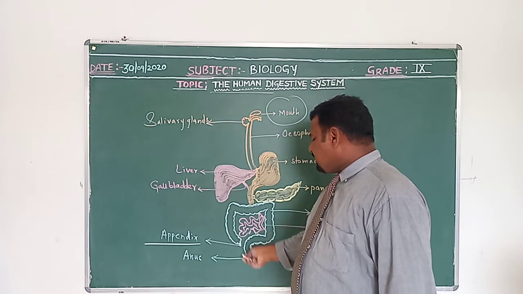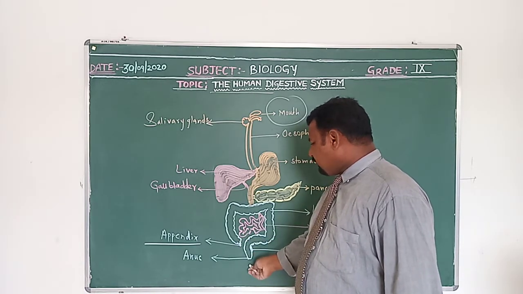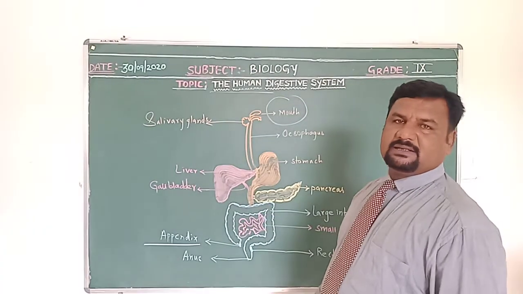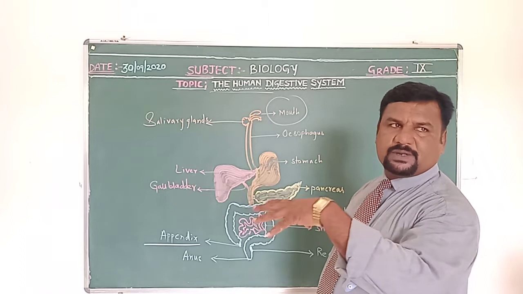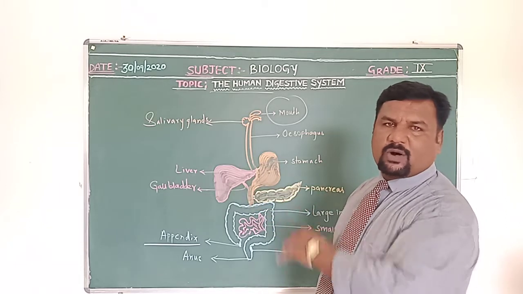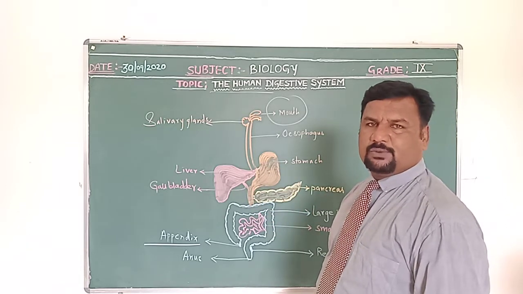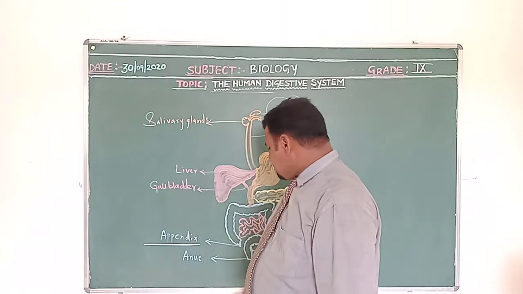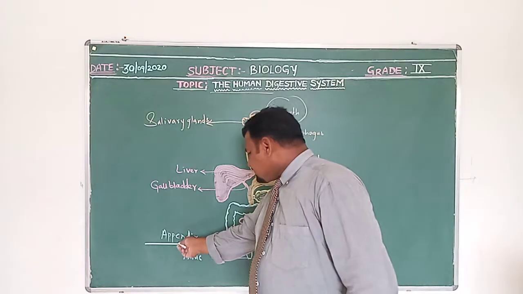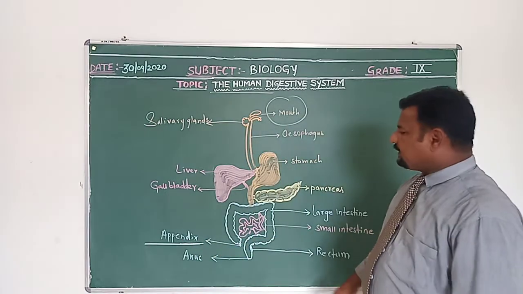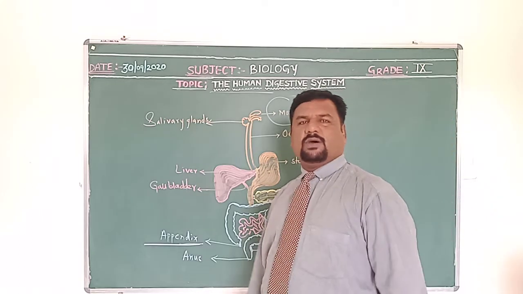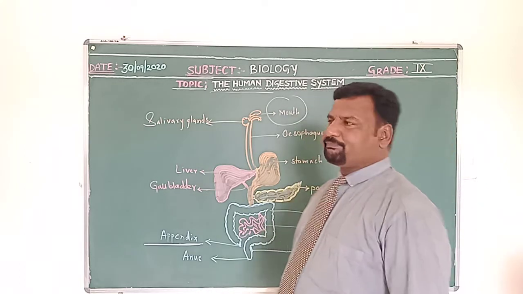The other end of the large intestine extends down as the anus, from where the undigested food material is excreted from our body in the form of fecal matter after the digestion process is over. At the other end there is a small organ, the vermiform appendix, which is considered a vestigial organ of our body.